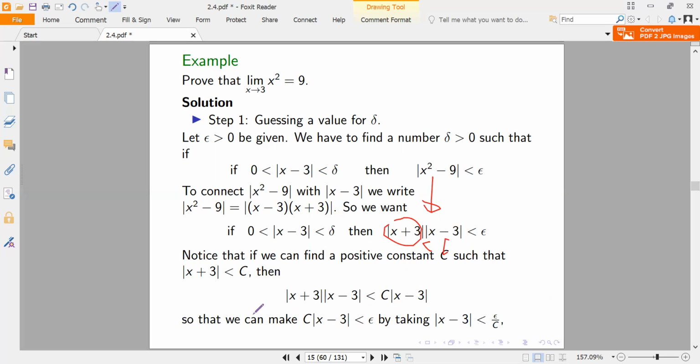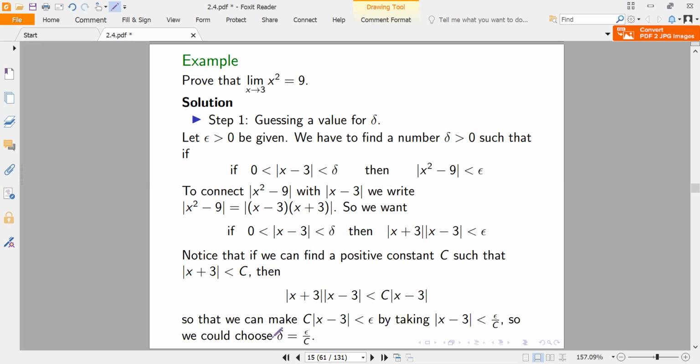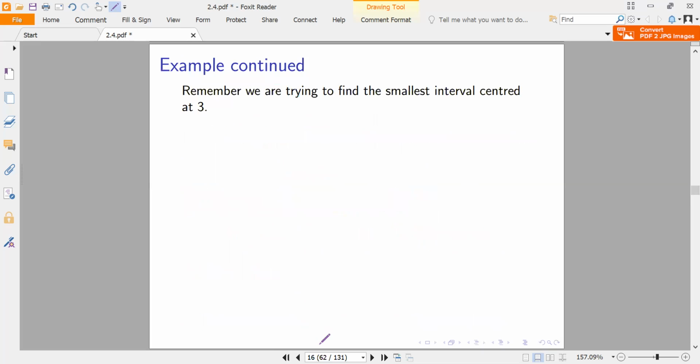Because remember that we need this part, the absolute value of x minus 3, so that we can make sure that our delta is greater than that. So it makes sense for us to take this part, c times the absolute value of x minus 3, to be less than epsilon. So the delta that we choose can be epsilon over some number c, such that c is greater than the absolute value of x plus 3. So basically, from here, we can choose our delta to be epsilon over c.